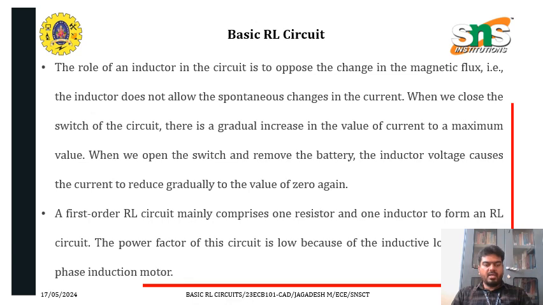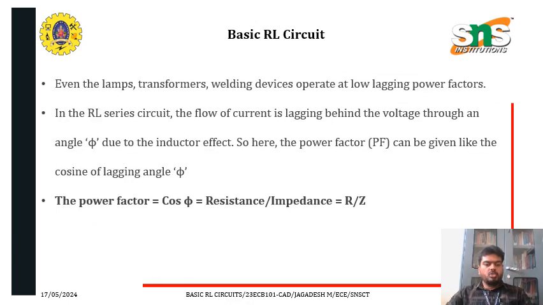The power factor of the circuit is low because of the inductive load, like the induction motor. So even the lamps, transformers, and welding devices operate at low lagging power factors. In an RL series circuit, the current is lagging behind the voltage through an angle phi due to the inductor effect. So here the power factor can be given as the cosine of the lagging angle phi. So the power factor cos phi is equal to resistance by impedance, which is equal to R by Z.